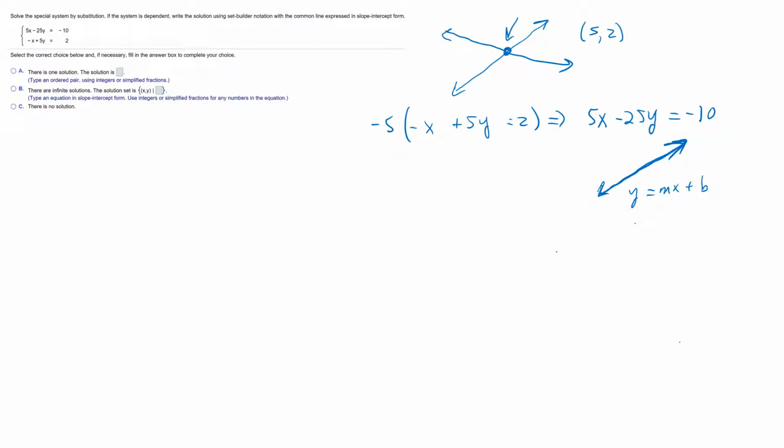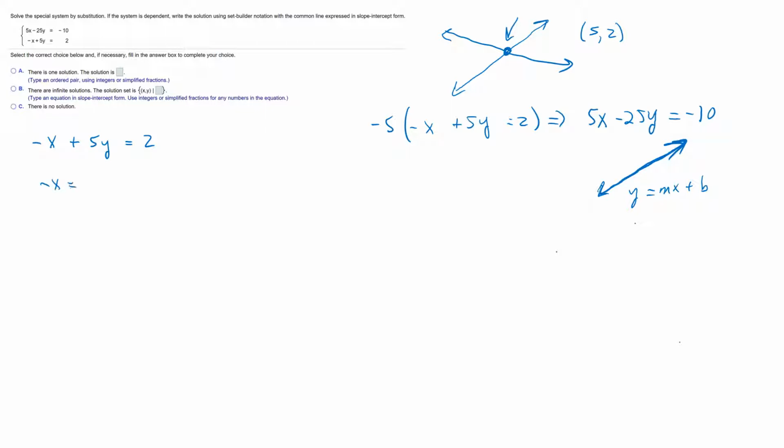Now, let's suppose we don't just randomly notice that the second equation is the same as the top once I multiply by -5. And so what normally happens is we solve it with substitution, and we would proceed as normal. So let's do that. If I take the second equation and I want to solve this system by substitution, I would solve for one of the variables. Maybe I'll solve for x.